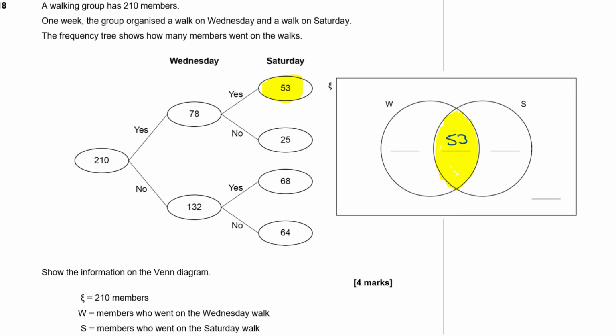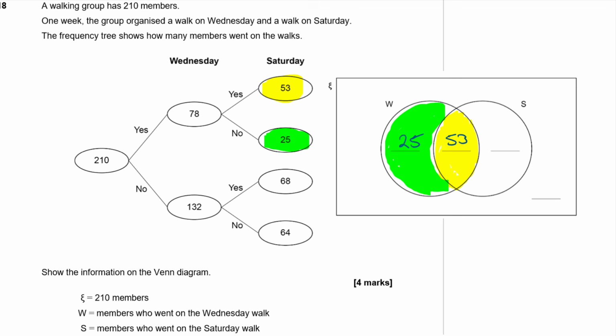Now, some people went on Wednesday only. They are going to be the people who went on Wednesday and didn't go on Saturday. So these people here who went Wednesday but not Saturday, they are going to be the people in this section of the diagram, aren't they? Because they went on Wednesday but they did not go on Saturday. Okay, so how many is that? That's 25 people go in there.